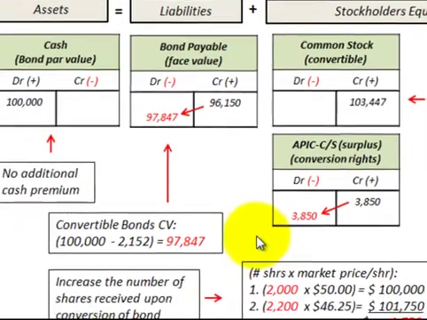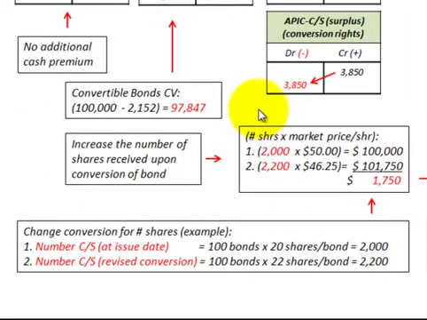So let's look at our numbers here. Now these numbers are only for demonstration purposes. So what we're going to be doing is giving the bondholders a greater number of shares than originally offered in exchange for those bonds. So we originally offered them 20 shares per bond, and that would have been 2,000 shares total that we'd have to offer. And then we increased it to 22 shares per bond.